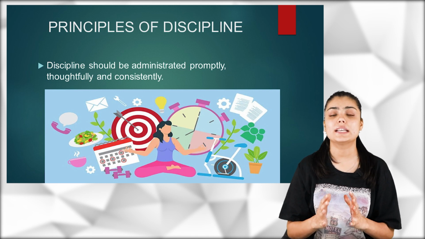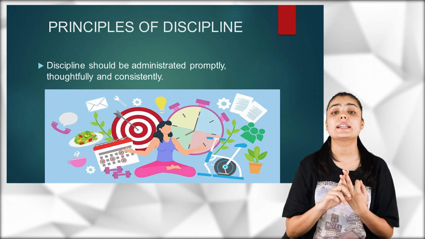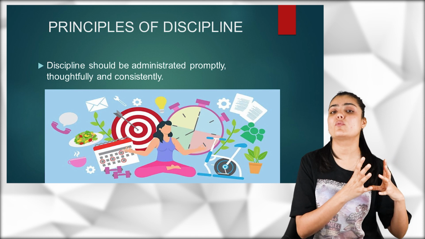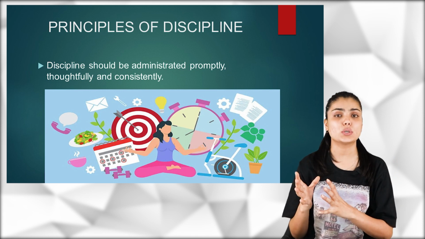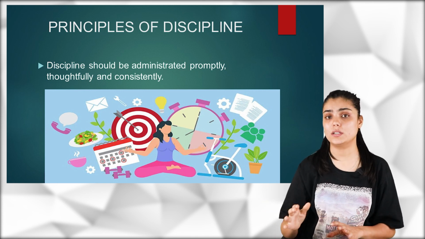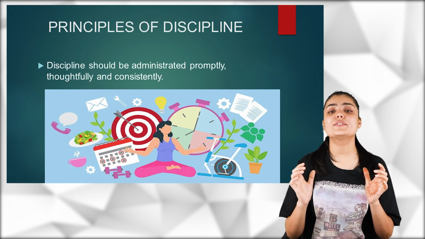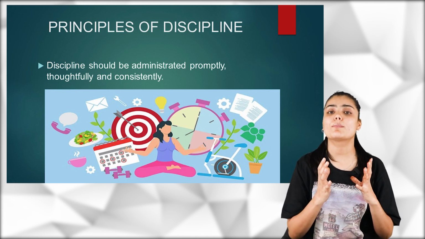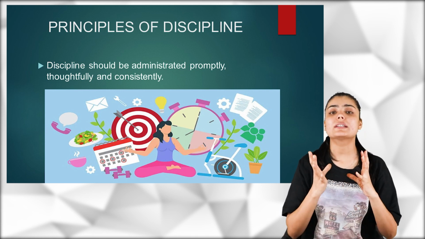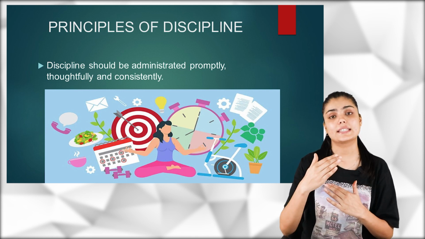The first principle is discipline should be administered promptly, thoughtfully, and consistently. It is not that for a certain period a particular discipline is followed in an organization, in an institution, and later on the students or the employees can do whatever they want. No. Discipline is a continuous process. Any written rules of an organization must be followed by the employees and the students throughout. So, discipline must be administered promptly as well as consistently.